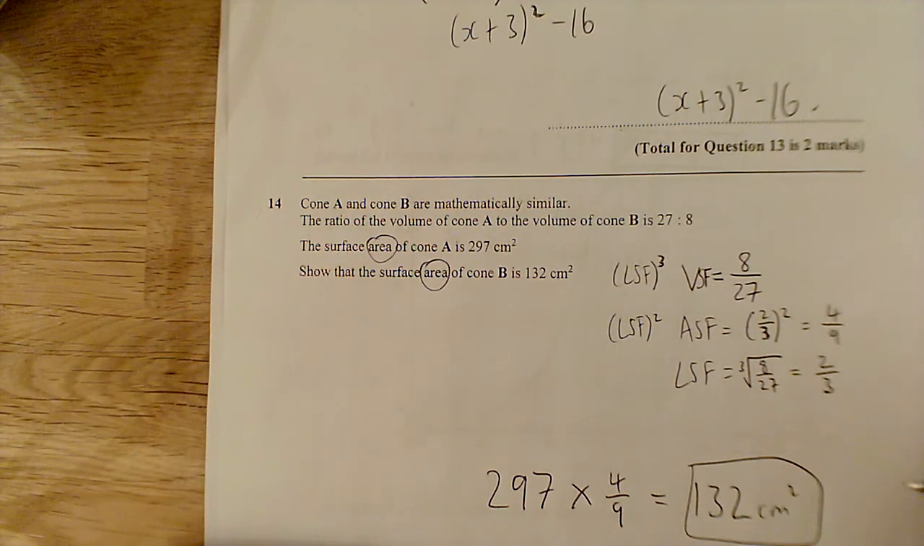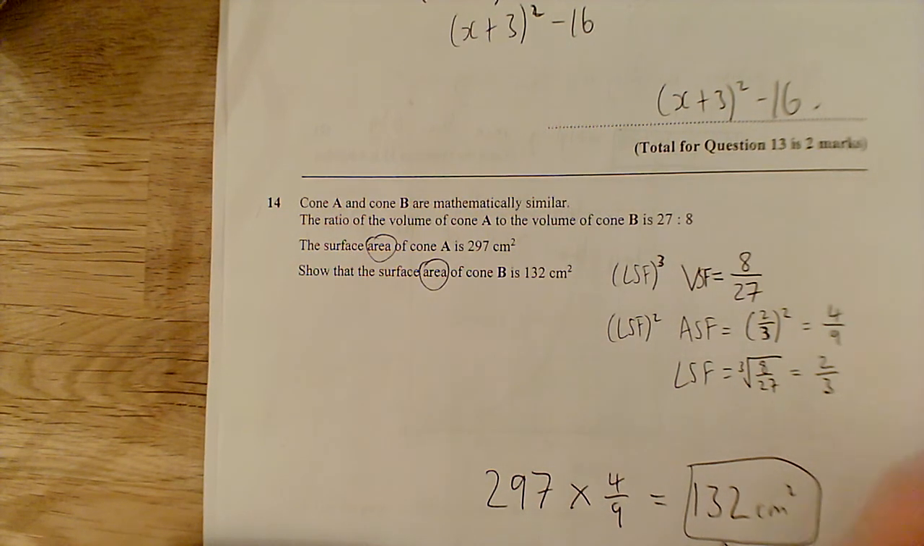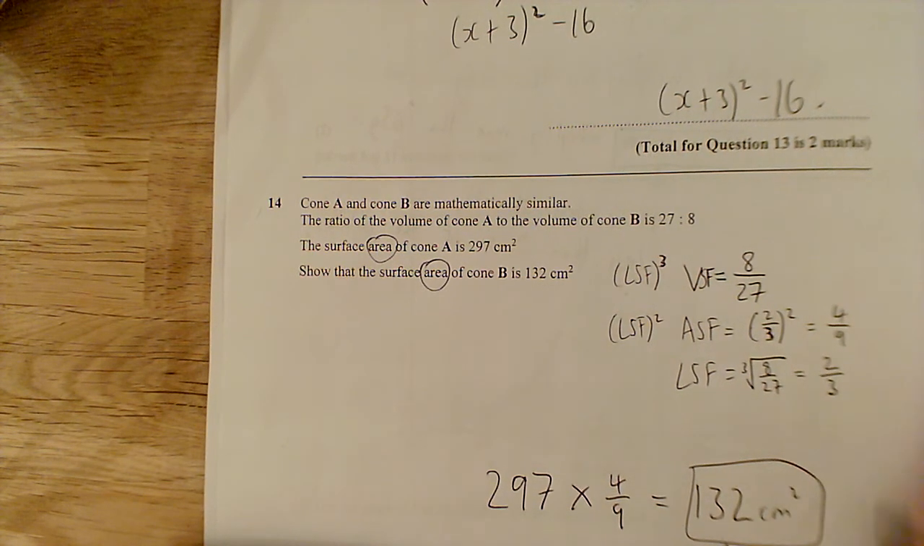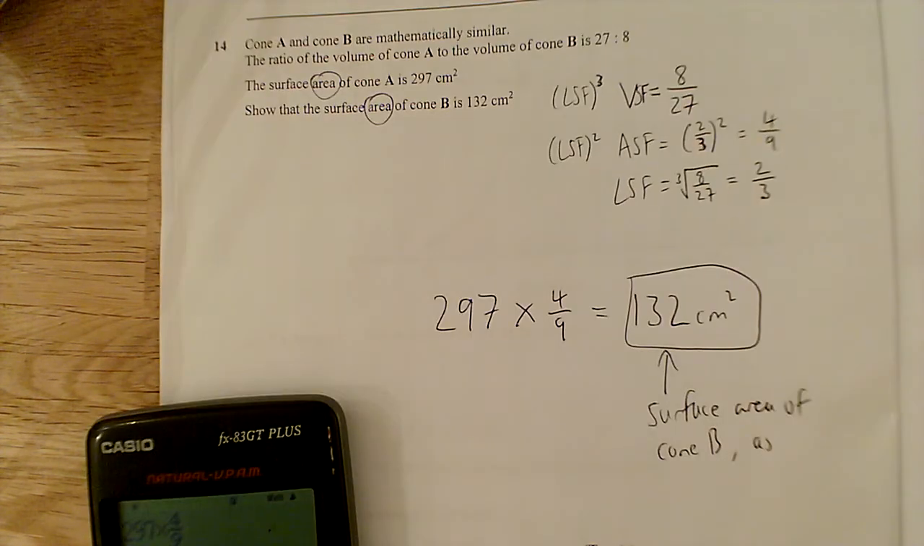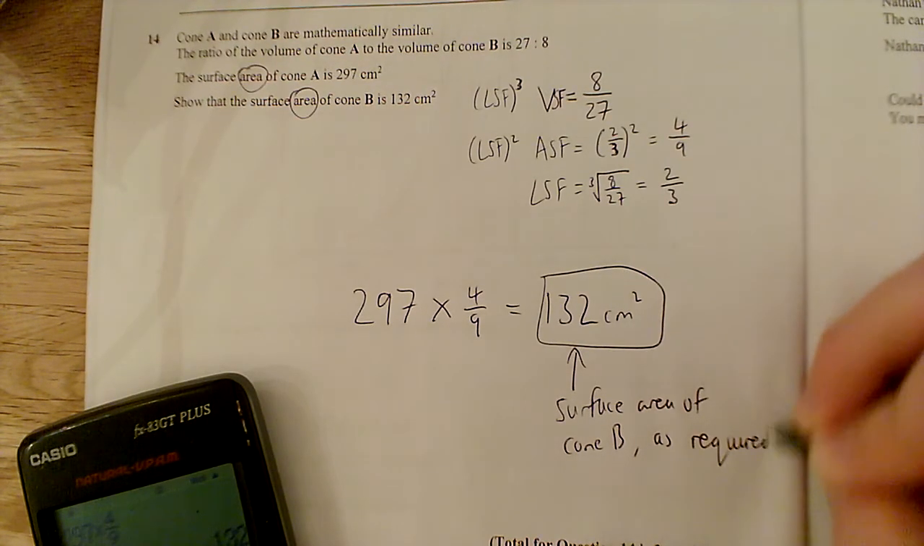And then because it shows you what you're working towards, you can now say surface area of cone B, and because you were given it, we can write it as required.